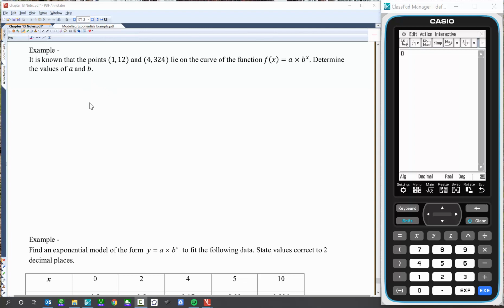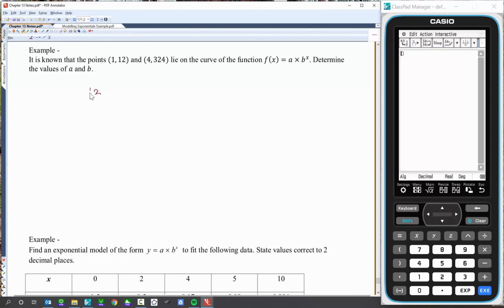Continuing the applications of exponentials and logs, let's knock over a couple more questions. So it's known that these 2 points lie on a curve of the function f of x equals a times b to the x. Determine values of a and b. So the usual approach to these problems will be to sub some values in.